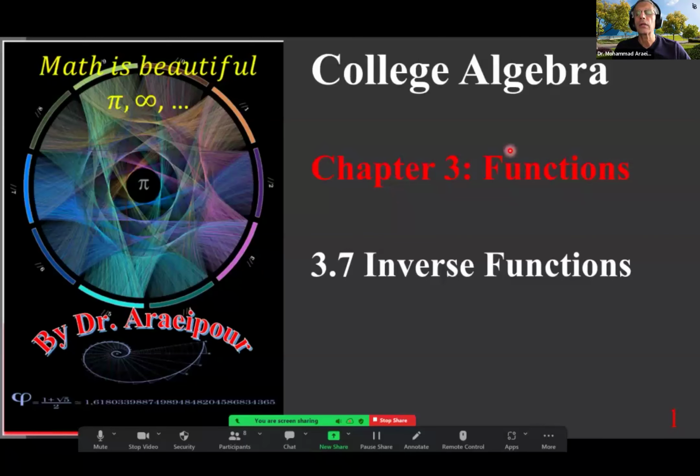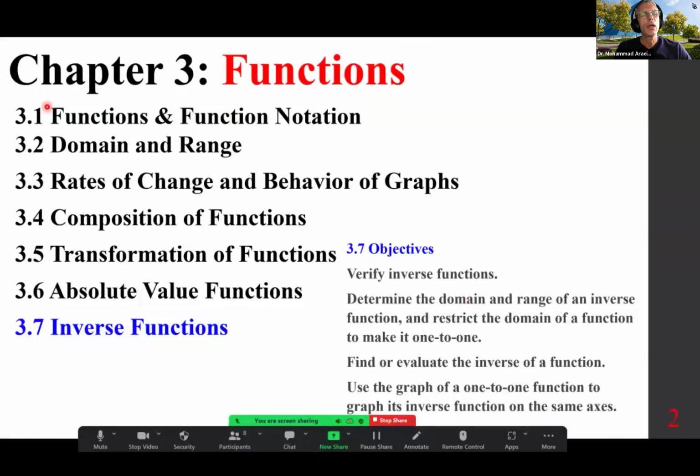Good morning, class. Here's College Algebra Chapter 3, Functions, 3.7, Inverse Functions. We've covered the entire Chapter 3 from functions all the way to absolute value functions, and now 3.7, Inverse Functions.